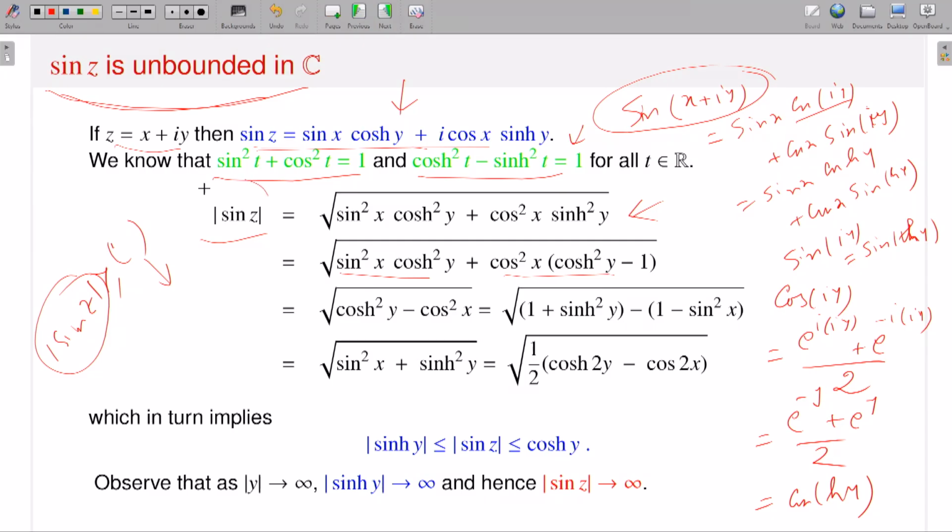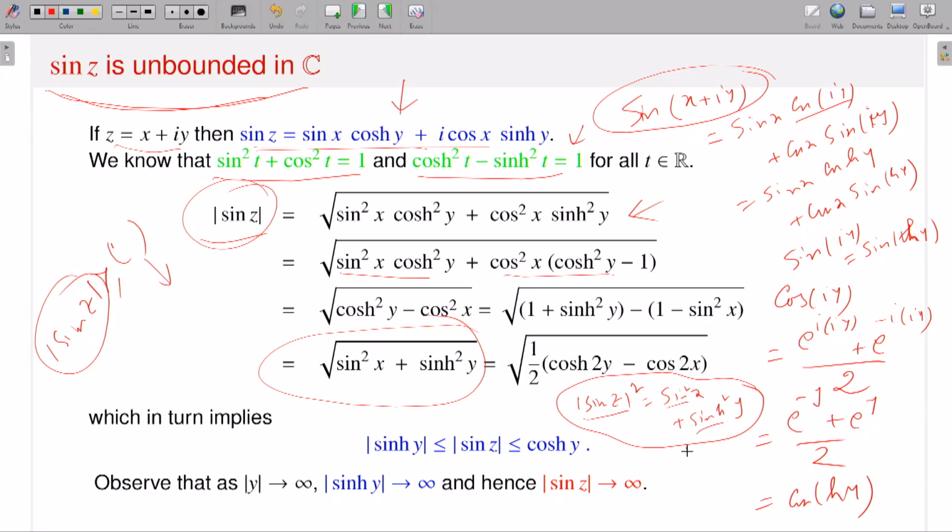But what I need is that the modulus of sine z, if I do some algebra, turns out to be exactly equal to this object. In other words, if I take the square, modulus of sine z squared is nothing but sine square x plus sine hyperbolic square y. So this is enough to talk about unboundedness of sine z. Why? Because this square is nothing but this plus this, and this is a sum of two positive numbers. Therefore I can say that the absolute value of sine hyperbolic y is always dominated by the modulus of sine z. That is the first one. It follows from here. If I have that inequality, then I am done.